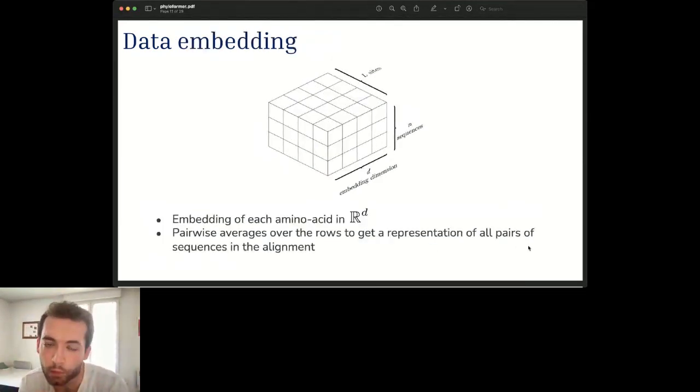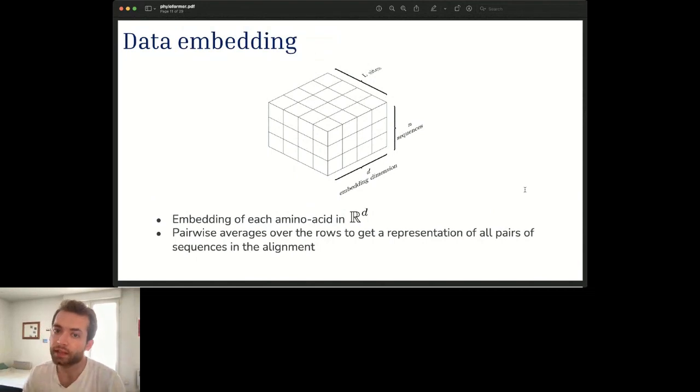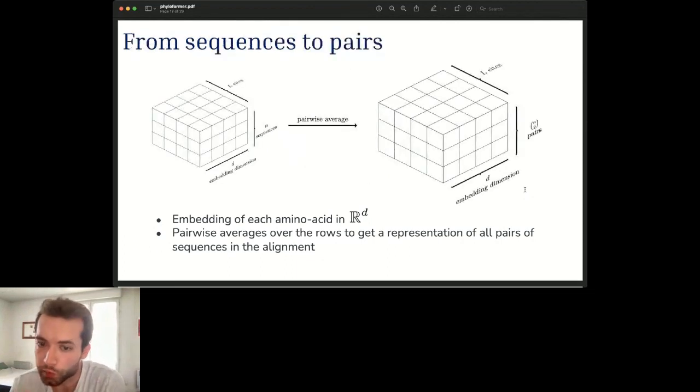After the encoding, we embed each of these vector representations of amino acids into a higher dimensional space, R to the D, with D being 64 in our case. And then we take pairwise averages over the rows to get representations of pairs of sequences, because it's from these representations that we will eventually get the predicted corresponding evolutionary distance.